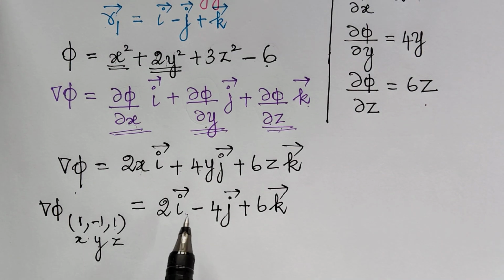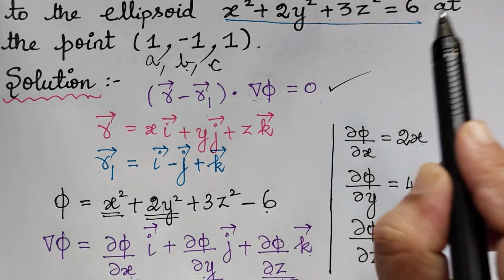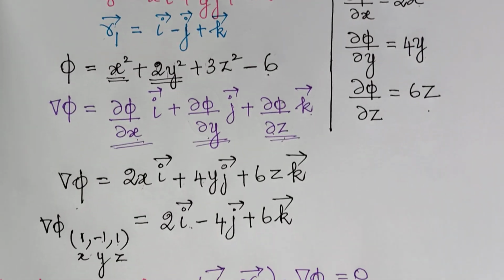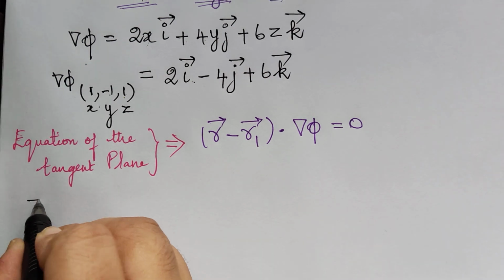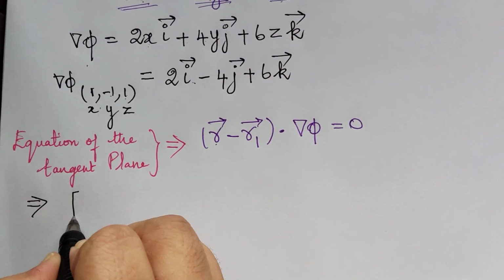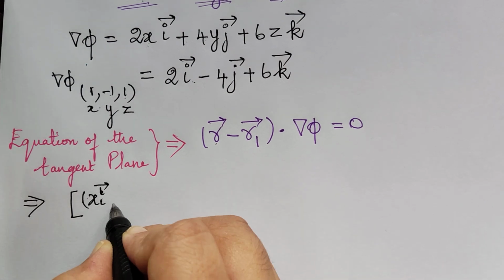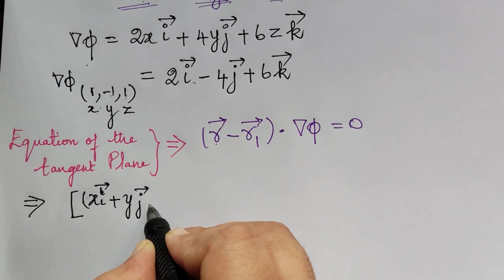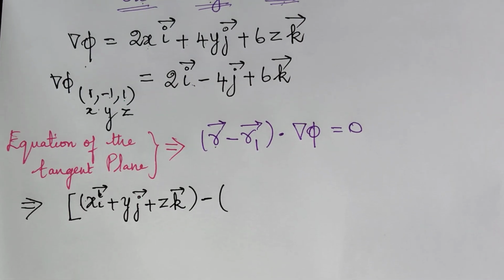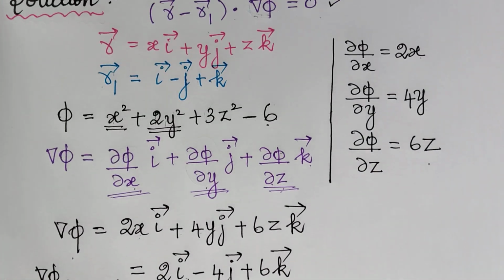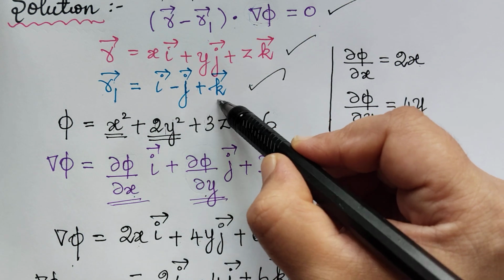Now we shall substitute all this in order to find the equation of the tangent plane in this formula. So I have written the equation of the tangent plane is given by this. Now we shall substitute in this. That is, what is r vector? We know that r vector is xi vector plus yj vector plus zk vector, and r1 vector we have already written here, which is i vector minus j vector plus k vector.